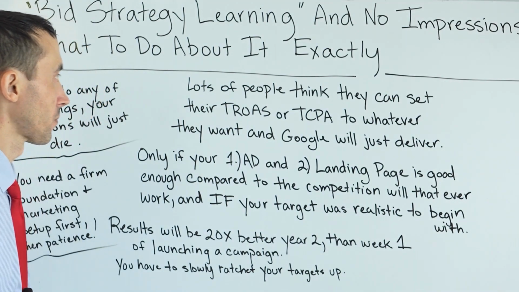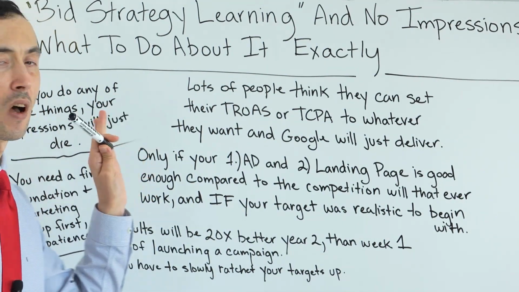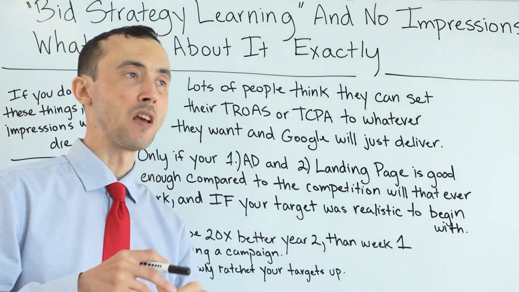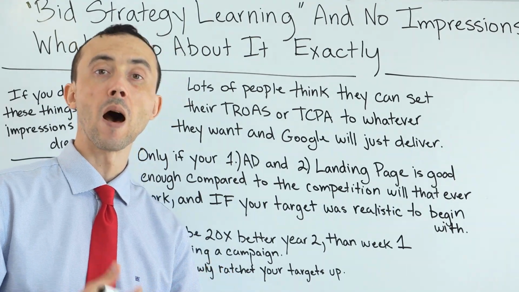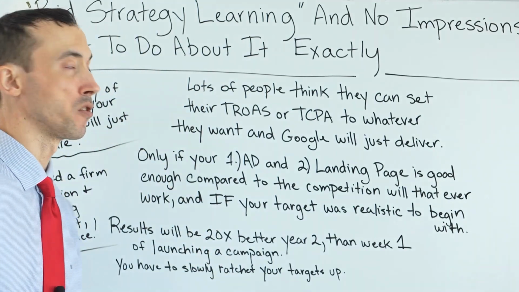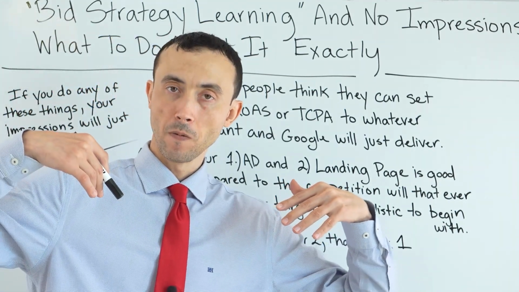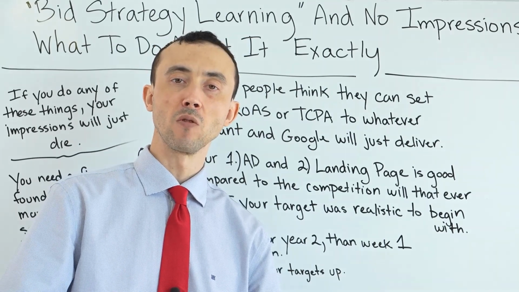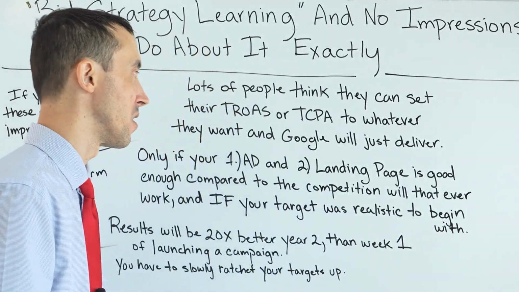So that gives you some basic information as to what problem you may have if you're not getting any impressions. Your campaign's in learning mode; to get to the other side where the algorithm knows how to run your ads, you're getting results, and it's no longer in learning mode anymore.